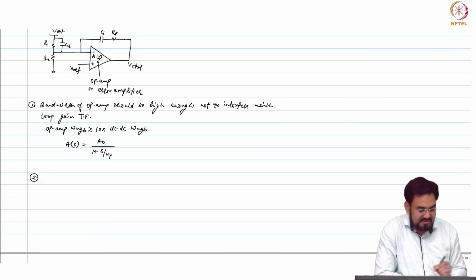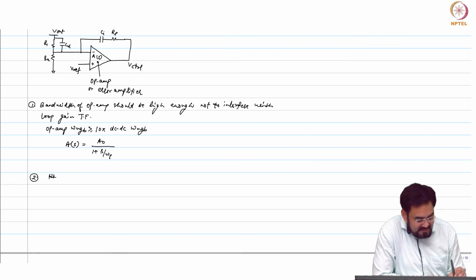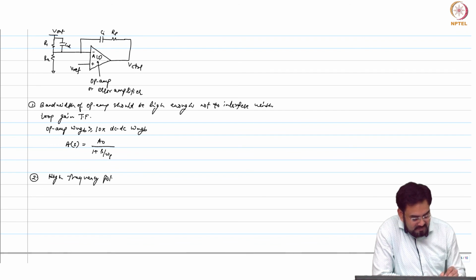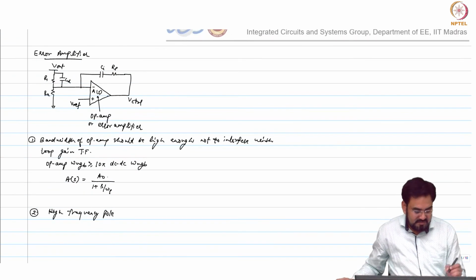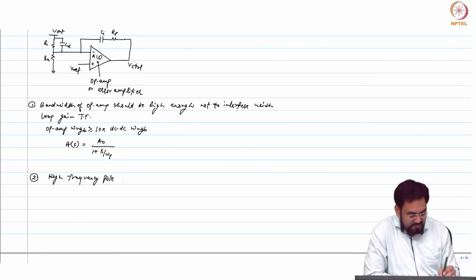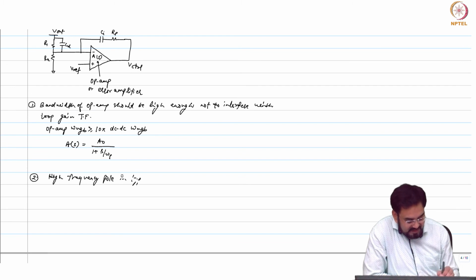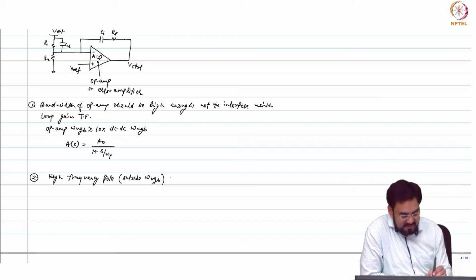So which means second high frequency poles, when I say high frequency poles, I'll just mention outside omega UG.